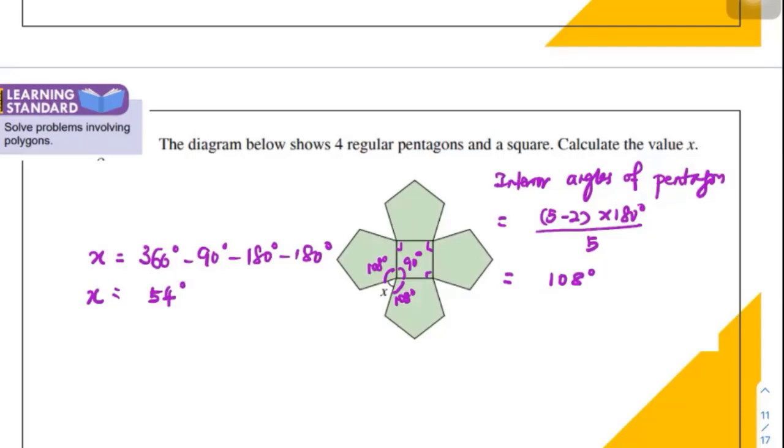Then you have to relate how to find it. That's why it's important for you to relate between the interior angle and the exterior angle, the inside and the outside.